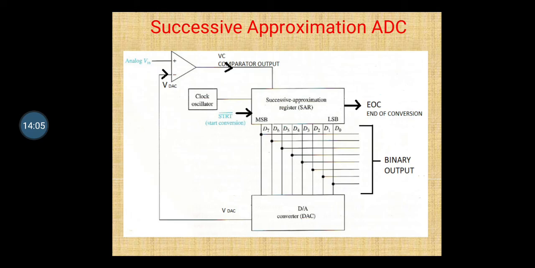There are two signals called start of conversion and end of conversion in the SAR. When you press the start of conversion button, the SAR starts working, and when the SAR completes its work, that is, when the given analog input voltage is detected and its equivalent digital signal is generated, it stops working and gives the end of conversion signal. VC is the comparator output and VDAC is the digital to analog converter output. Now the clock oscillator is very important. Successive approximation needs a clock. If the clock is not there, it is not going to work.